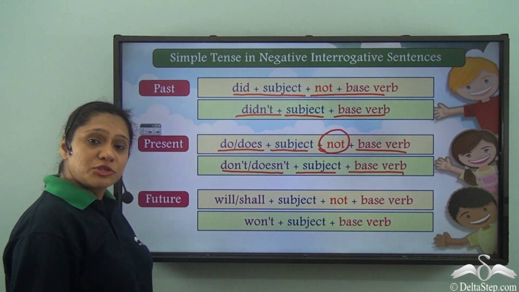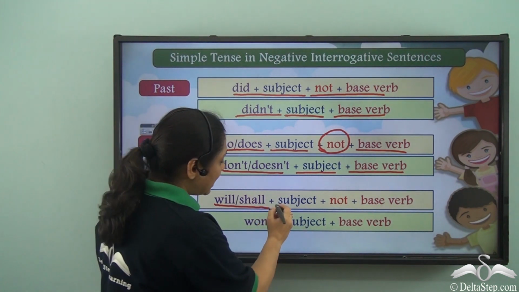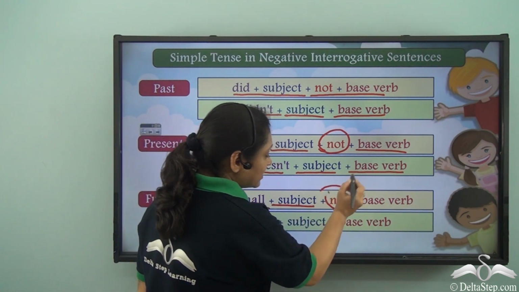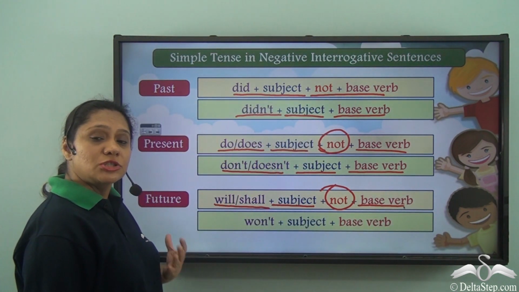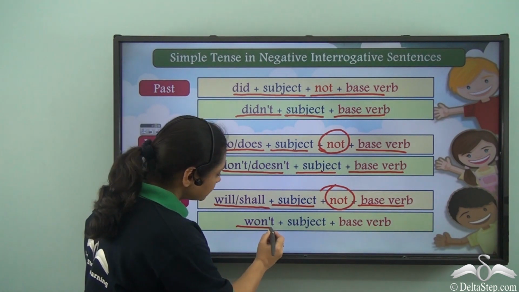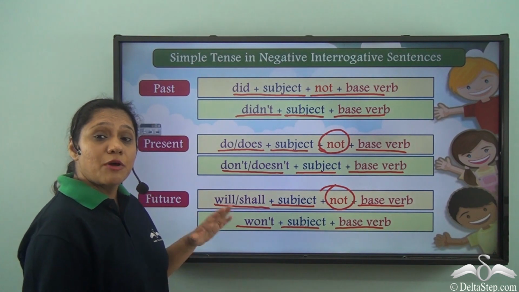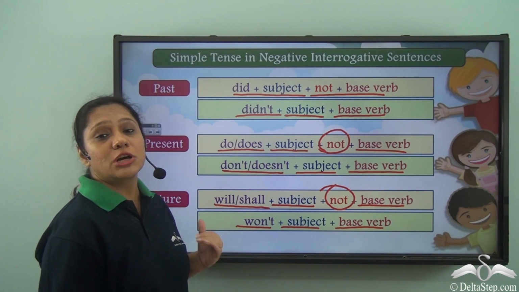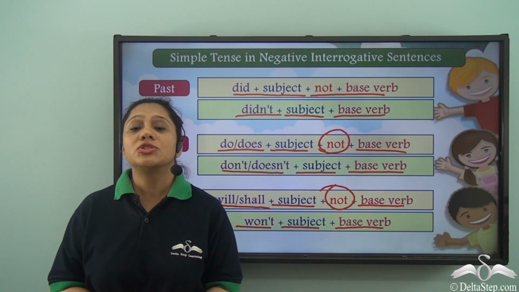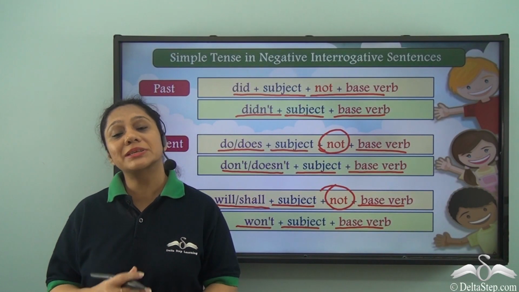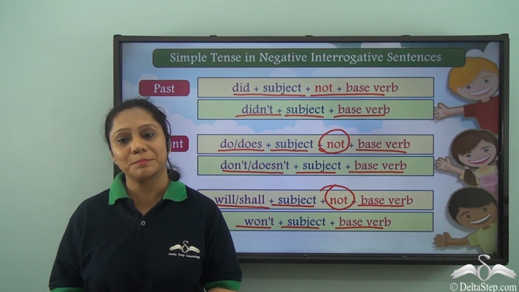In the simple future tense, we can write will or shall followed by the subject, then the negative word not followed by the base verb, or we can use the contracted form won't followed by the subject and then the base verb. Now remember that we never use the contracted form of shall not. So now that you have learnt about simple tense in detail, I hope you can easily work with them.